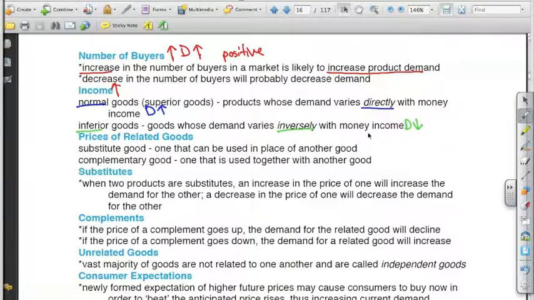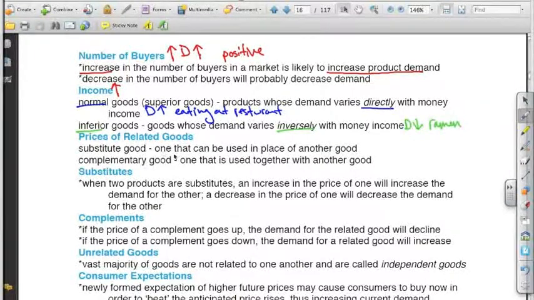The idea behind this is that inferior goods would be something like ramen. So if my income were to increase, then I'd stop buying ramen, and a more normal good would be eating at a restaurant. So the more income I have, the more I'll go out to eat.